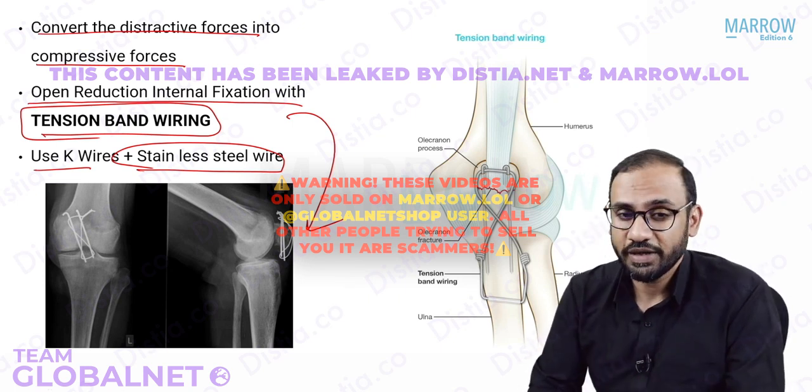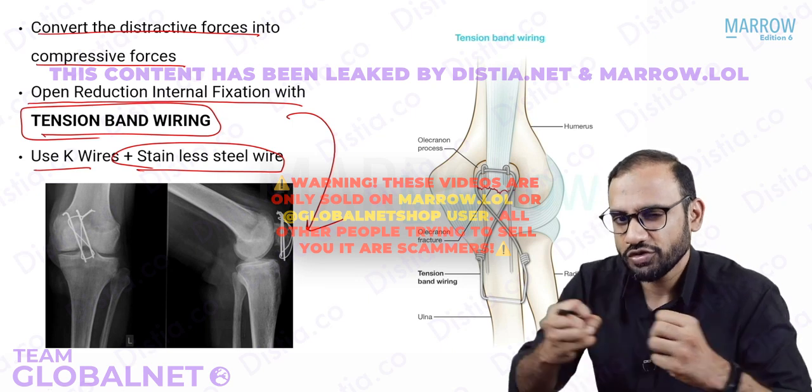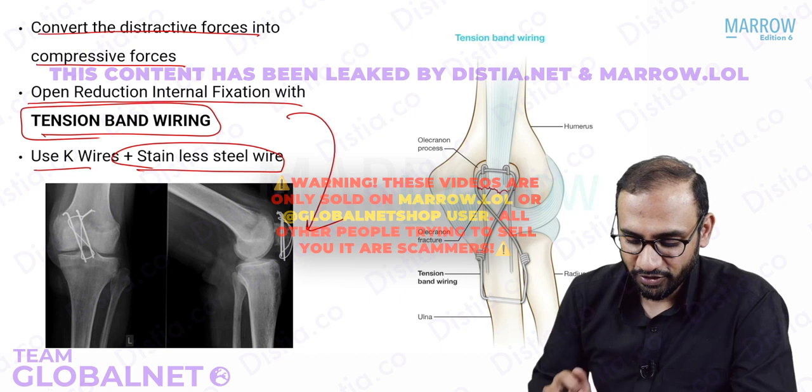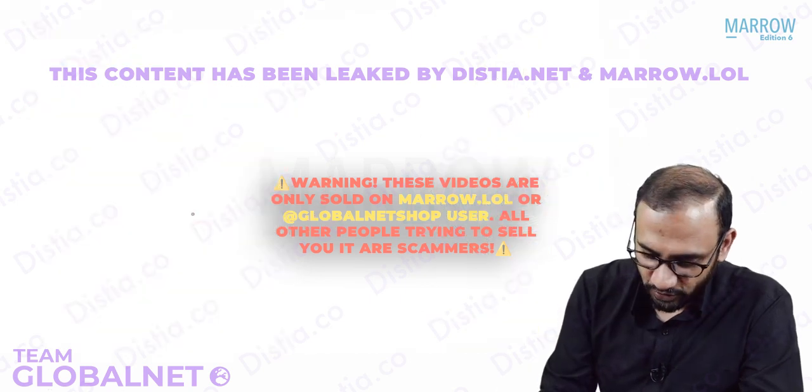Where else will you use tension band wiring? Anywhere there is a strong force causing the distraction. Can you give me another example? Olecranon fracture. If you recall what happens in olecranon fracture, look at this.